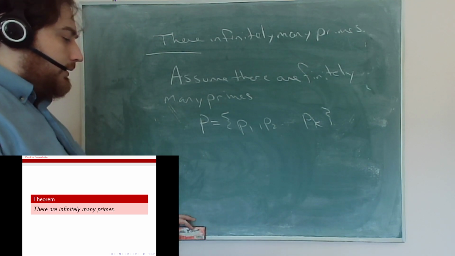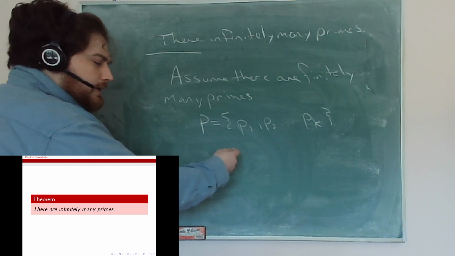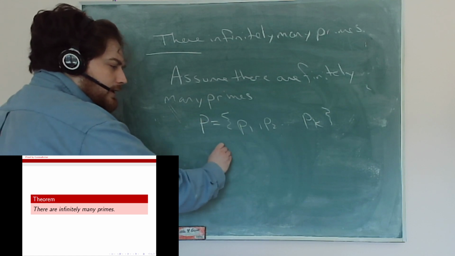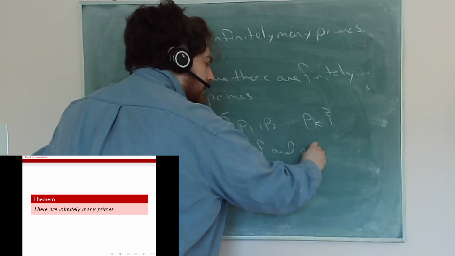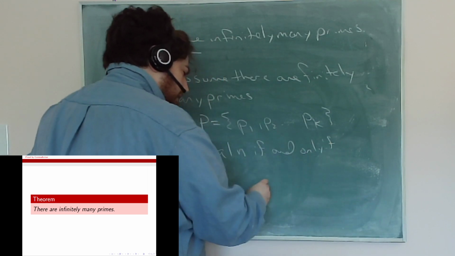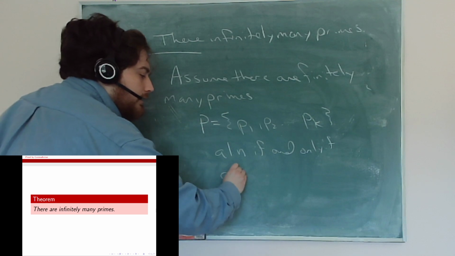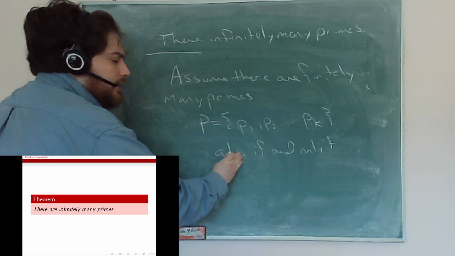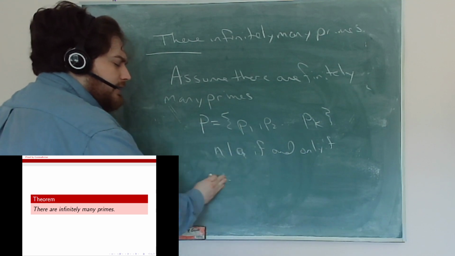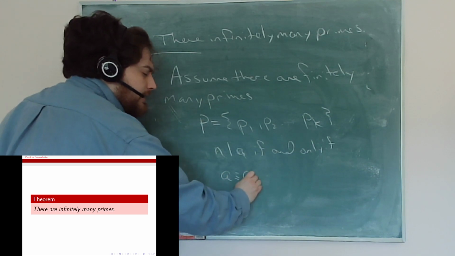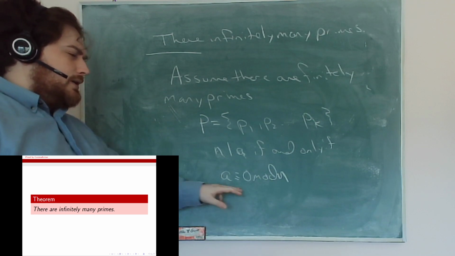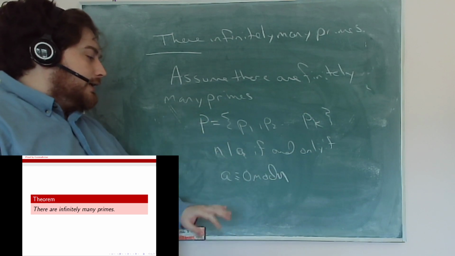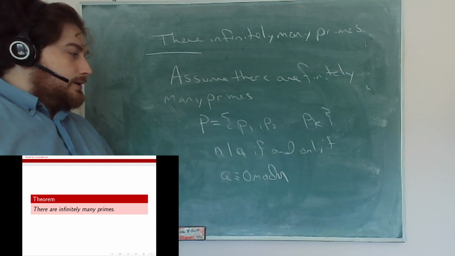How are we going to do that? The first thing I wanted to say is note that N divides A if and only if A is congruent to 0 mod N. I like to do mod N here. So N divides A if and only if A is congruent to 0 mod N.